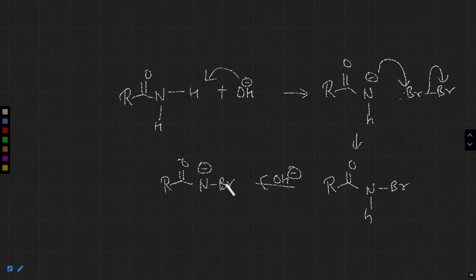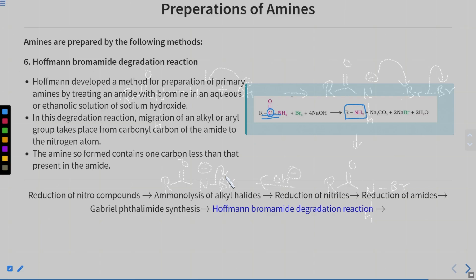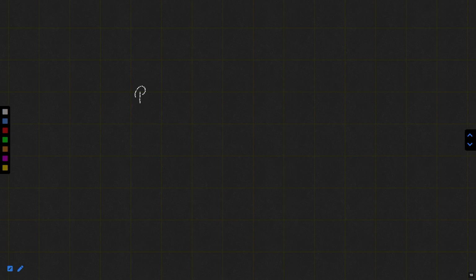So what will happen here? First of all, this Br will leave by its own and create a nitrene. Nitrene will be created here. So nitrene will look like this. And now what will happen? A rearrangement will occur. This will go here and this R will travel here. Simultaneously both of these steps will take place. So we have O, C, N and R. Now this is called cyanate.